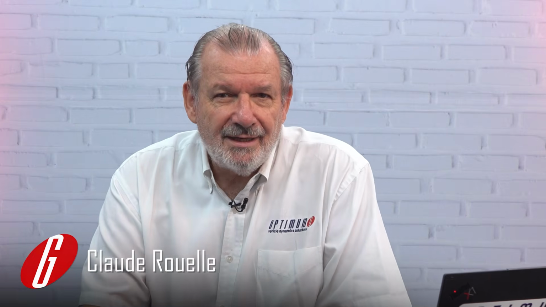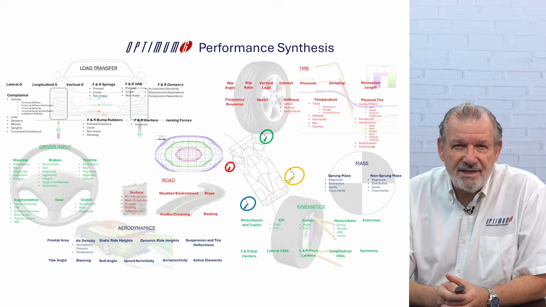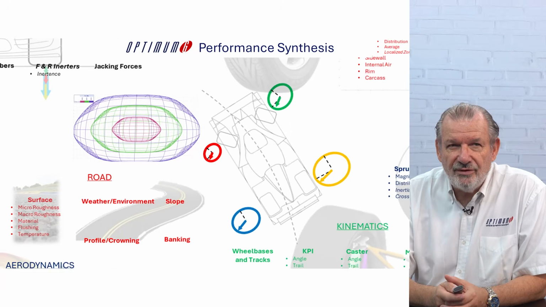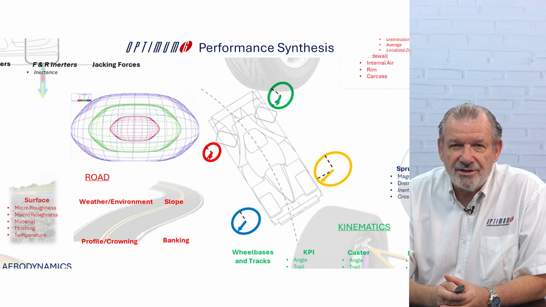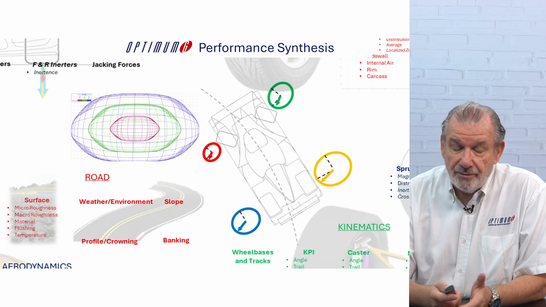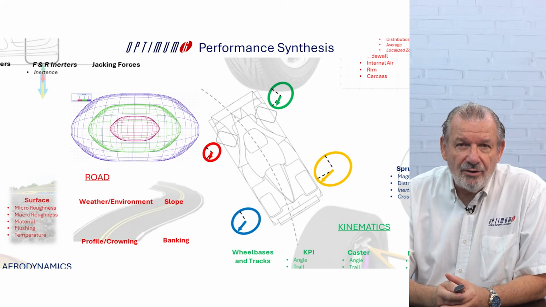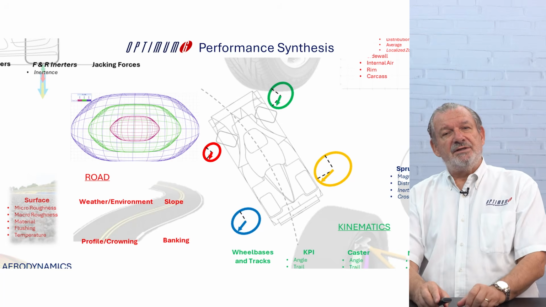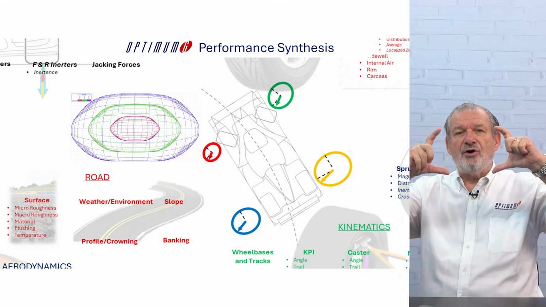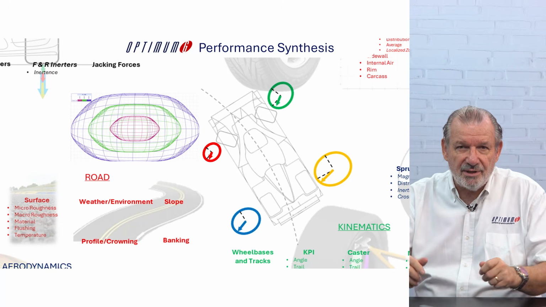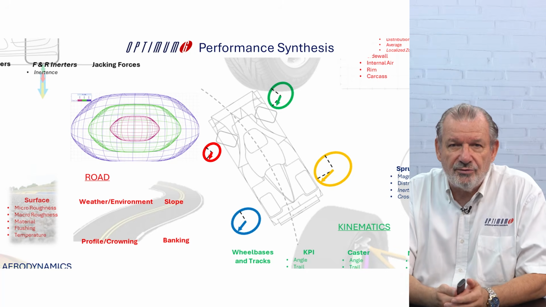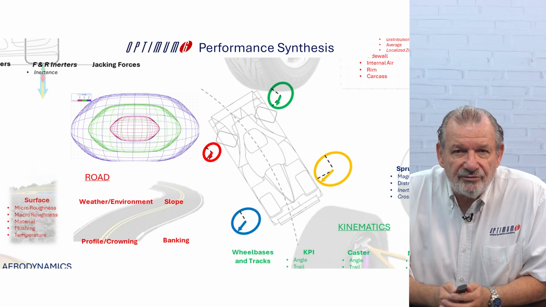All right guys, today I want to explain to you a little bit our vision at OptimumG of the performance synthesis. At the center of this presentation you have two things: the tire traction limits and the force traction limits. The tire is the only element of the car which is in contact with the ground. It is in these four contact patches that everything is happening in terms of balance, in terms of grip, in terms of control, in terms of stability.